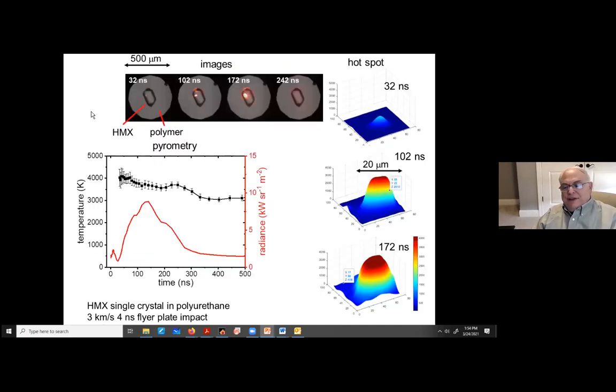Now I want to show you what I think is a really remarkable outcome of this. So here's an HMX crystal, and you can see a little hotspot forms, and then it grows some more, and then it kind of dies. And this is the pyrometry. Here's the temperature, and here's the emission intensity, or so-called radiance. You can make profiles of this thing. Here's how it looks at this time. Here's how it looks later.